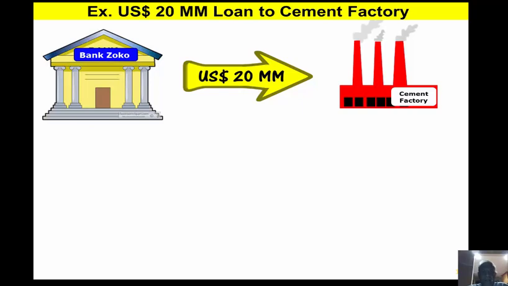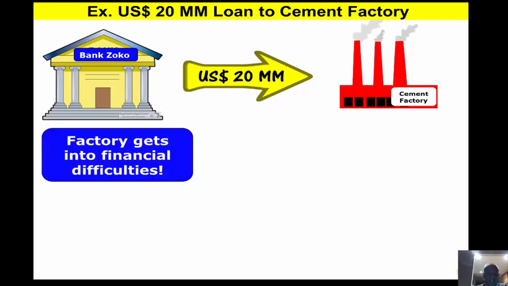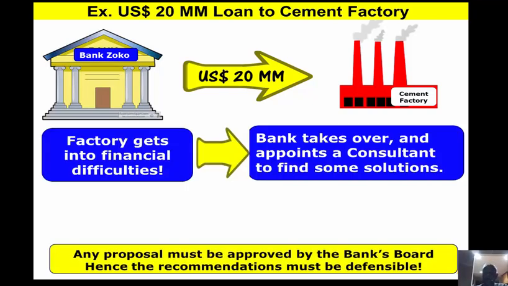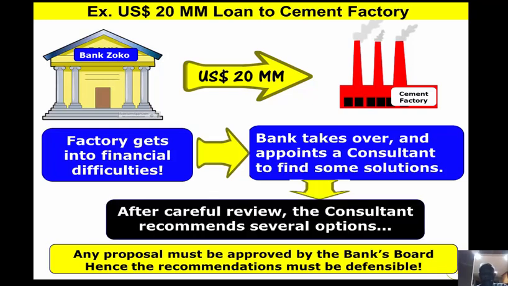Let's consider an example here where a bank grants a $20 million loan to a cement factory. The factory gets into financial difficulties. The bank takes over and appoints a consultant to find some solutions. After careful review, the consultant recommends several options.